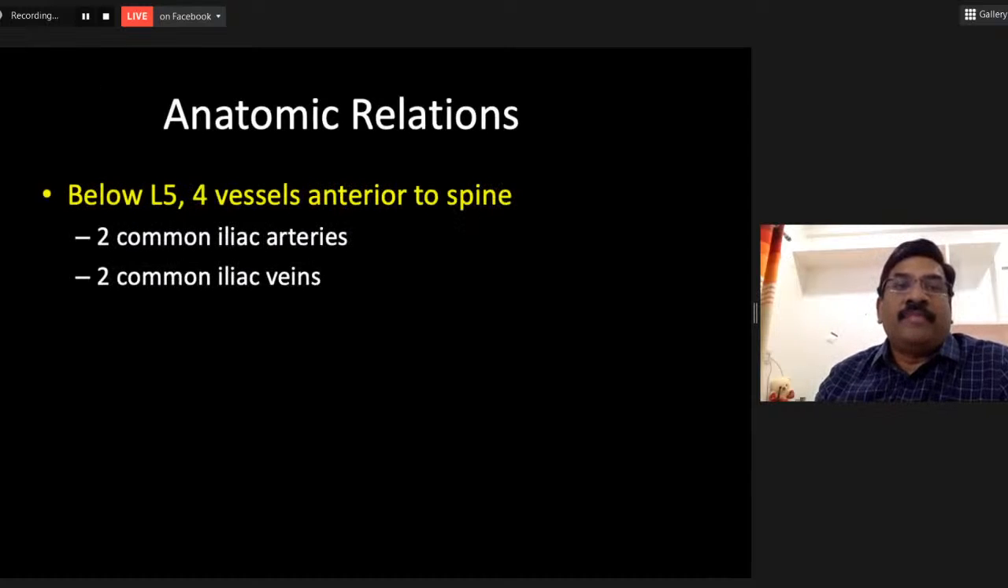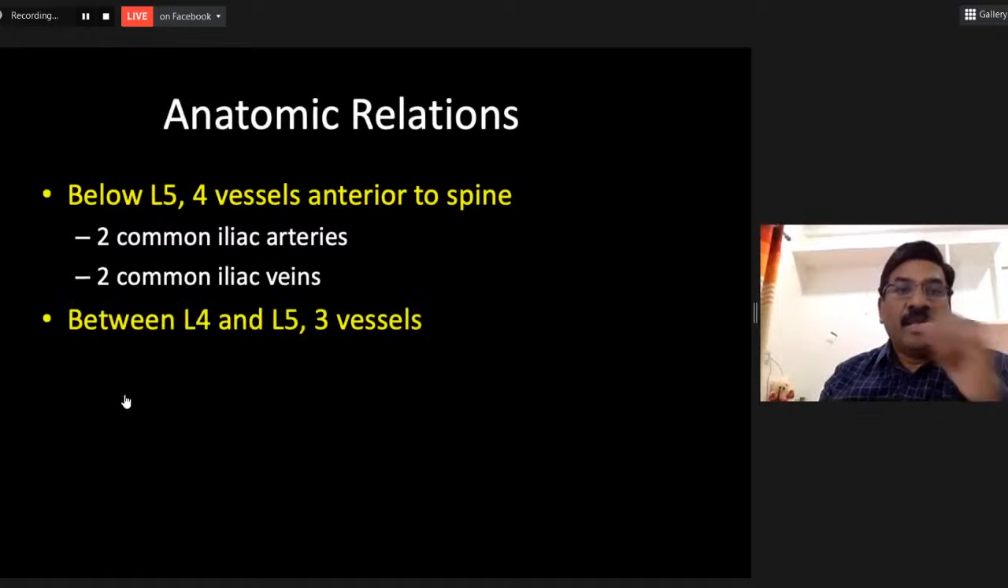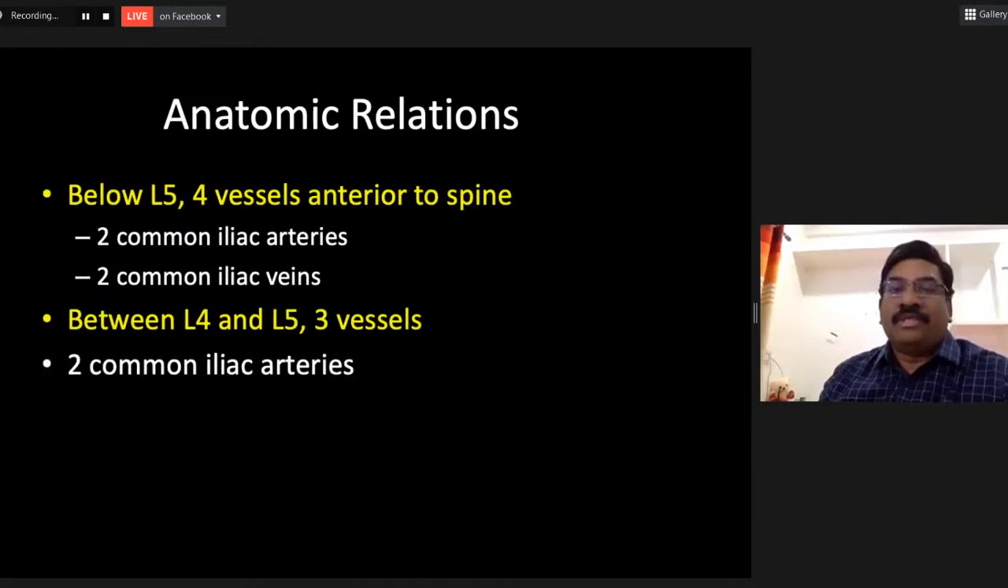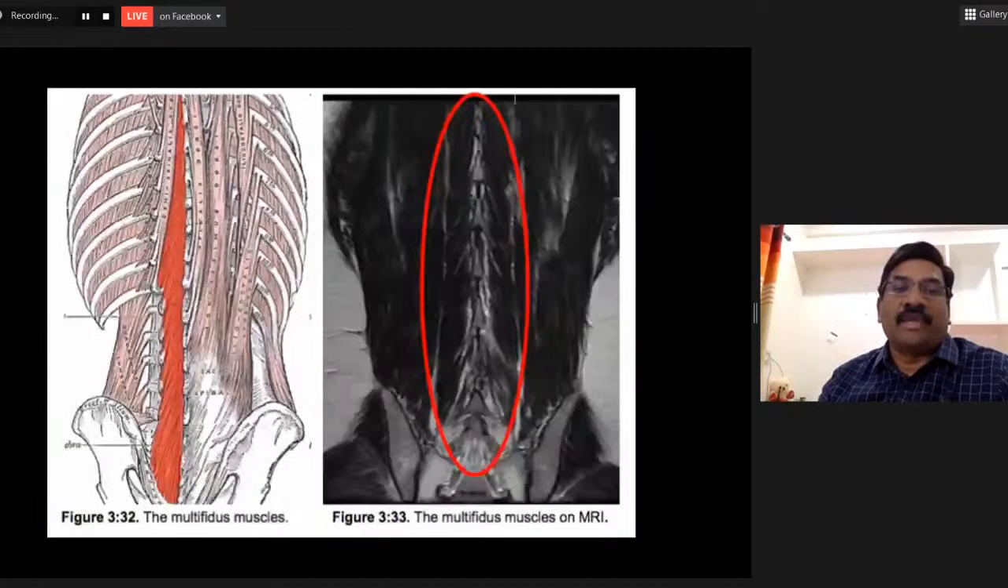So roughly below L5, four vessels are seen anterior to the spine: two common iliac arteries and two common iliac veins. If you see four vessels, you are below the L5 level. Between L4 and L5, you can see only three vessels: two common iliac arteries and one inferior vena cava.